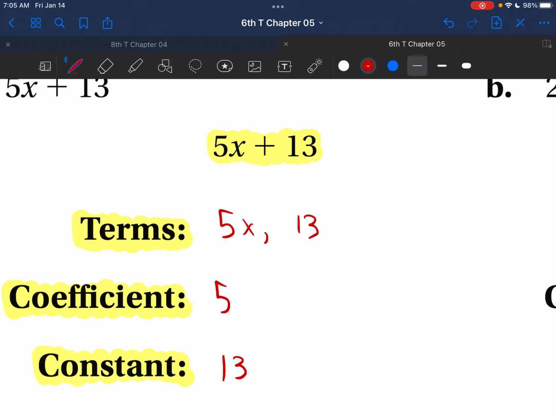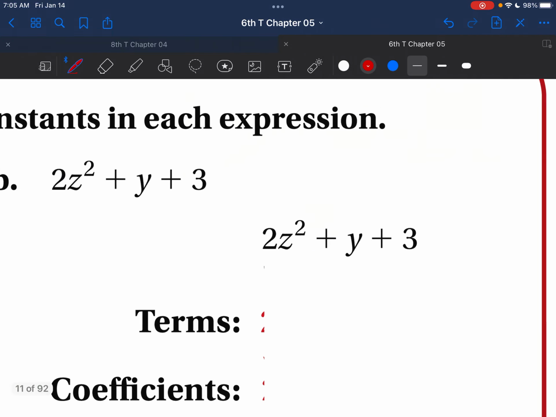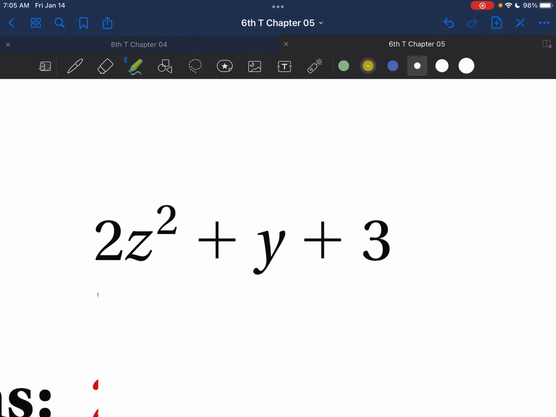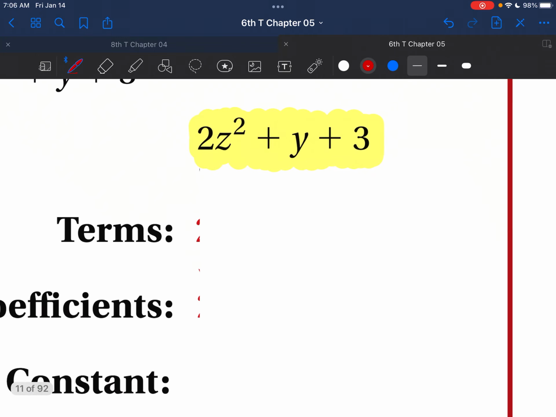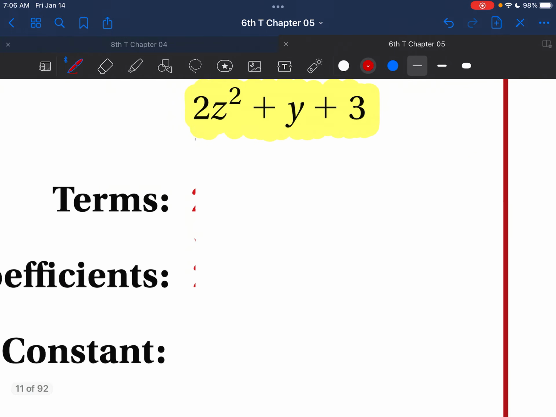Okay, pretty simple. We're keeping it easy for the first part, and then we're going to take it up a notch. All right, here we go. Let's try another one. I want you to write down this problem, please. If I'm moving a little bit too fast, please make sure you press pause and copy it down so that you have this for your notes. 2z squared plus y plus 3, okay? So we got to label our terms.